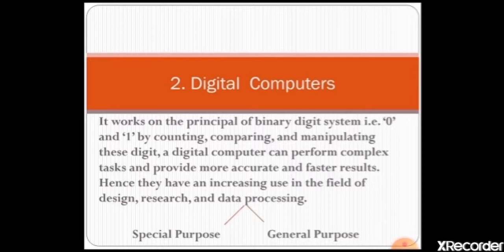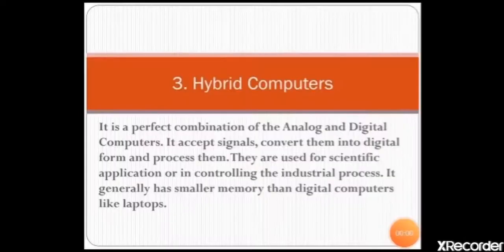These are the computers that are used for different types of applications. They can store different programs and we can do numerous jobs according to the instructions specified in the program. Most of the computers we see today are what? General purpose computers. Third is hybrid computer.